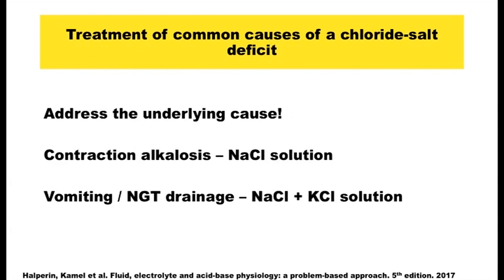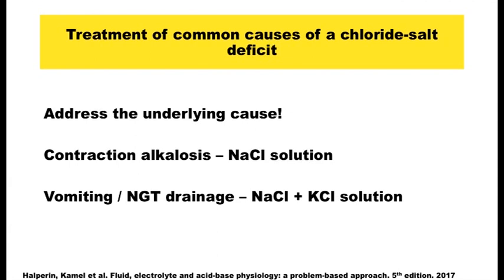Vomiting and nasogastric tube drainage, other than removing the etiology and addressing the cause, adding KCl to normal saline is of paramount importance here. As I've mentioned to you earlier, the cells have actually lost potassium, and hydrogen has entered the cell, and the cells have an acidosis intracellularly.